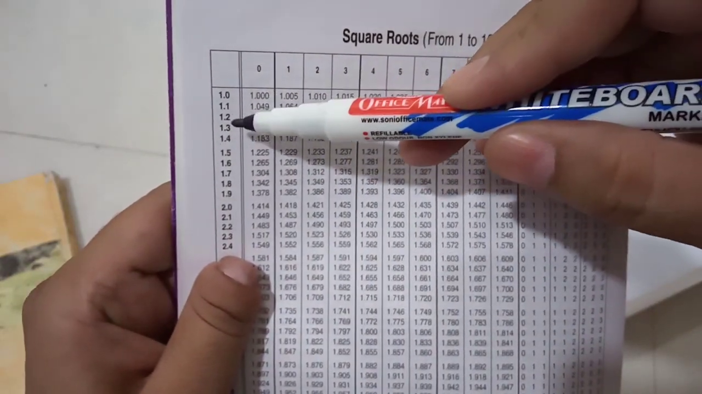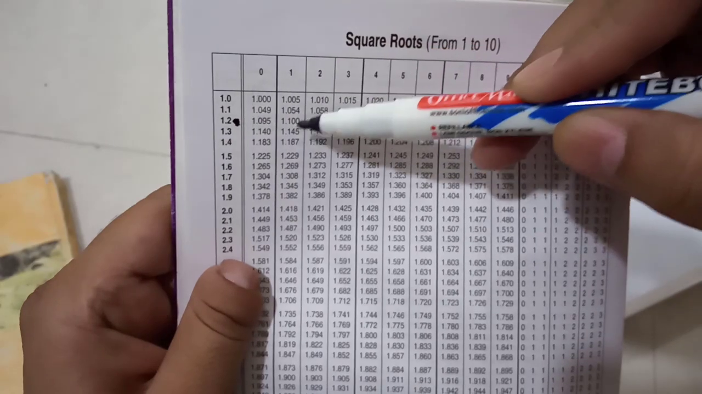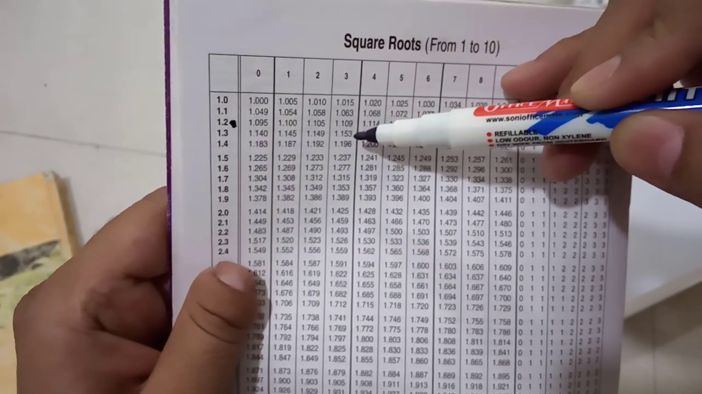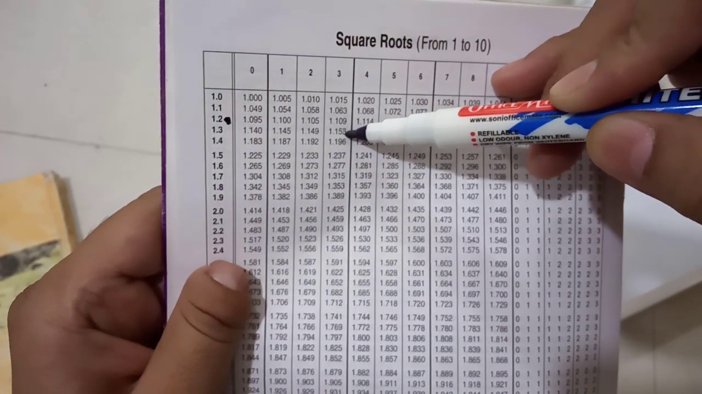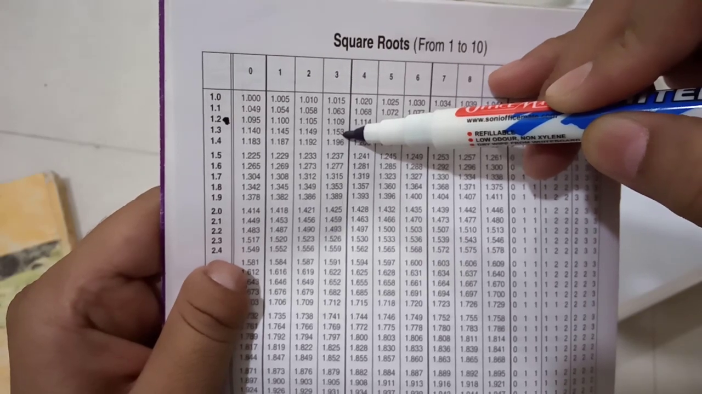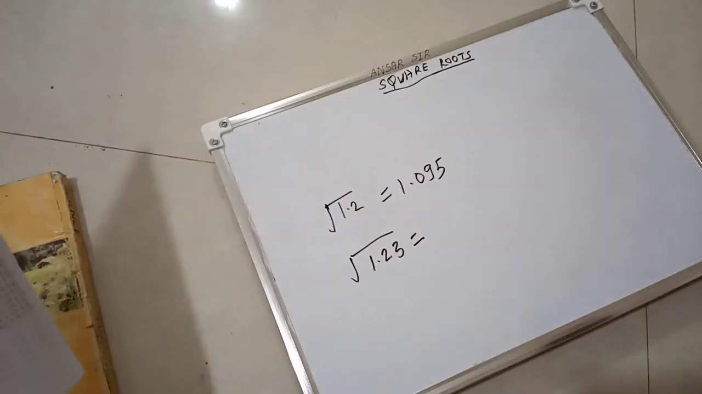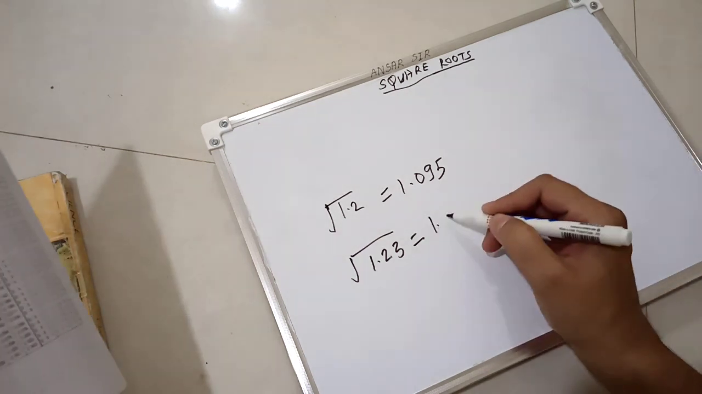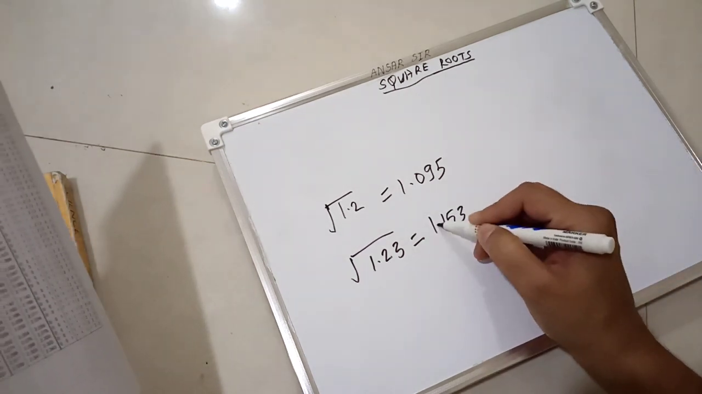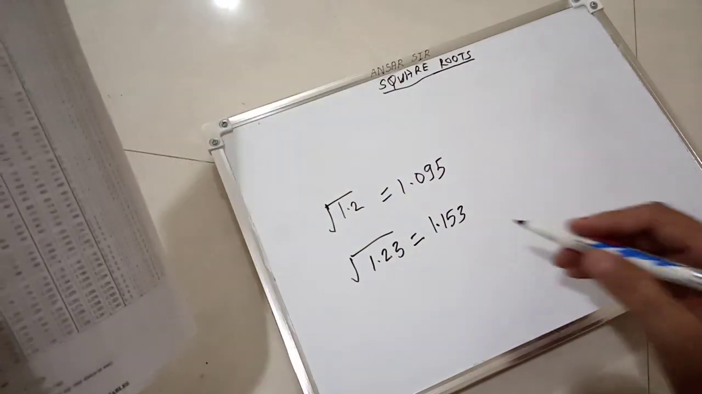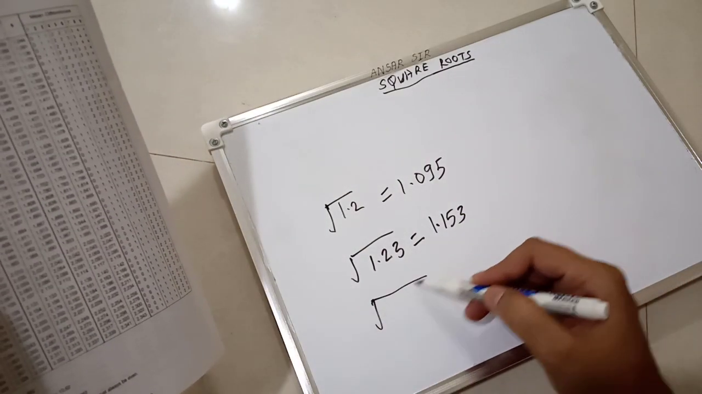I will go to this 1.2 and I will go to 3 here. 1.23 will be 1.153. Understood?